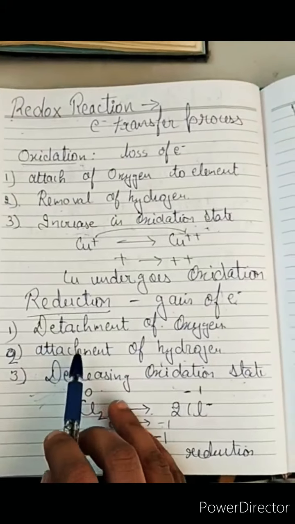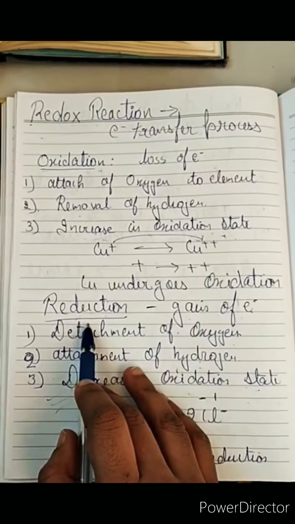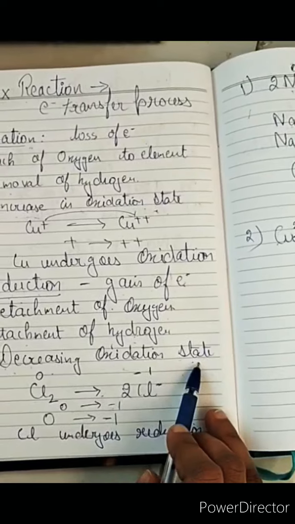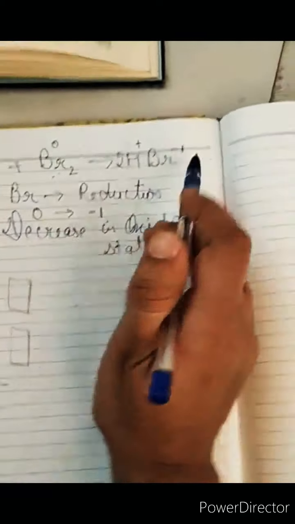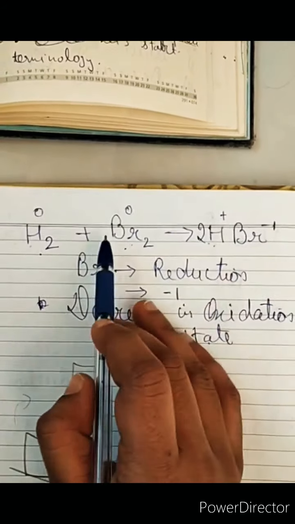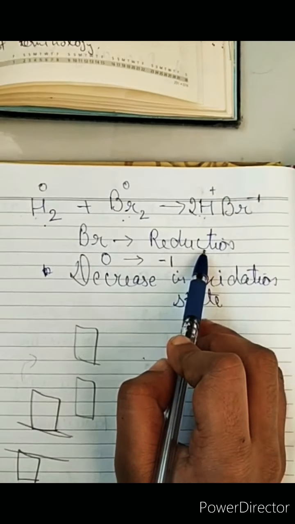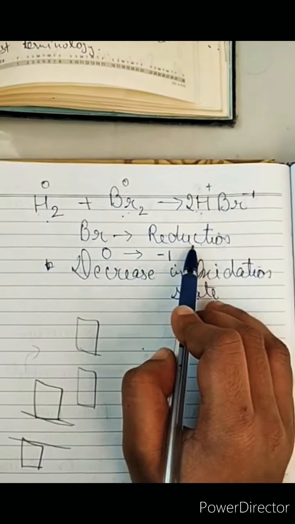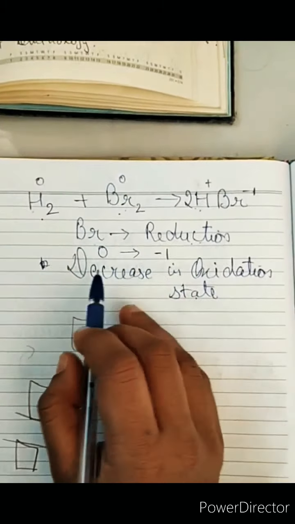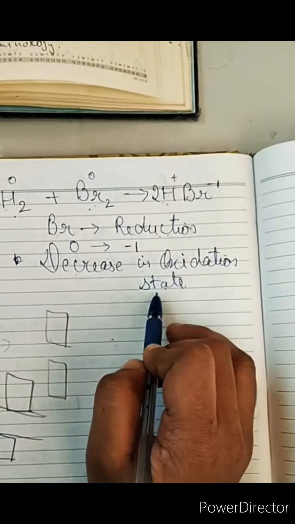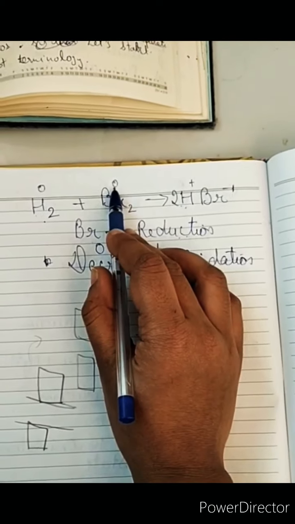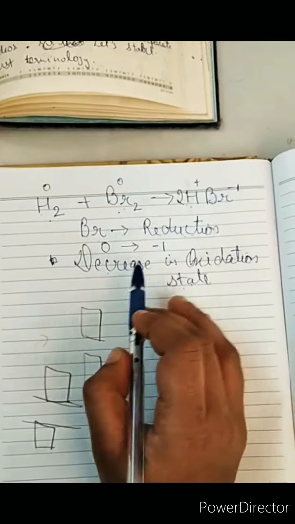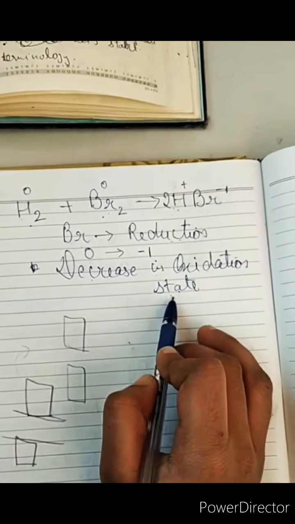So what definitions do we have? Either attachment of hydrogen is reduction, or decrease in oxidation state is reduction. So look, bromine follows both criteria. It attached with the hydrogen, so it goes through the process of reduction, that is, bromine is reduced, and there is a decrease in oxidation state. You can see easily there is 0 oxidation state and here it is -1. From 0 to -1 there is a decrease in oxidation state.